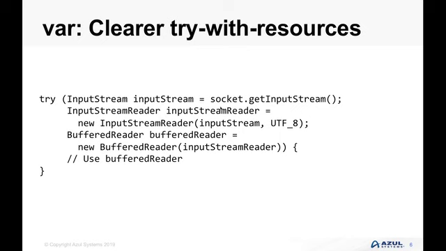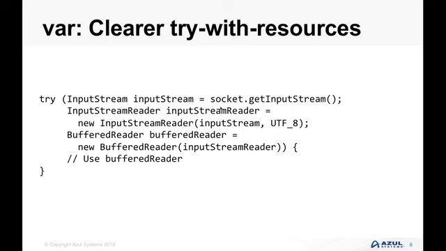And in order to create that, I need an input stream. So this is all good, but we get lots of repetition. There's input stream, the type, input stream, the variable, get input stream, the method. Then we've got input stream reader, create a new input stream reader from the input stream, buffered reader, create a new buffered reader from the input stream reader.